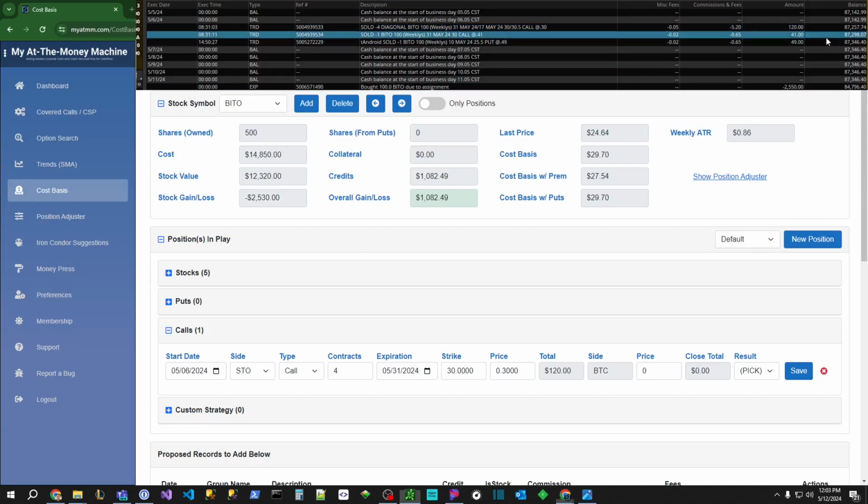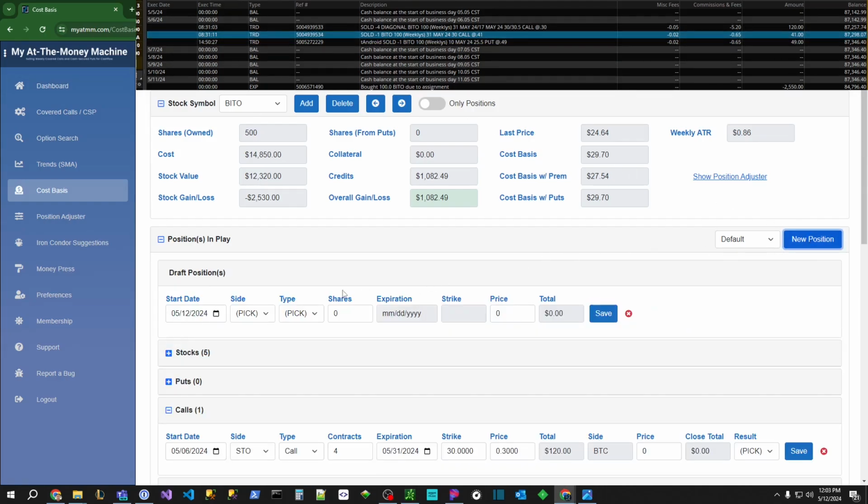We need to go to the next one. This is where we were assigned last week as well on the cash secured put from 2 weeks ago. So we had another 100 shares to write another covered call on, a 5th contract. So that's what this line is here in Thinkorswim. So create a new position. The transaction date again is May 6th. It's going to be a sell to open, a call, 1 contract.